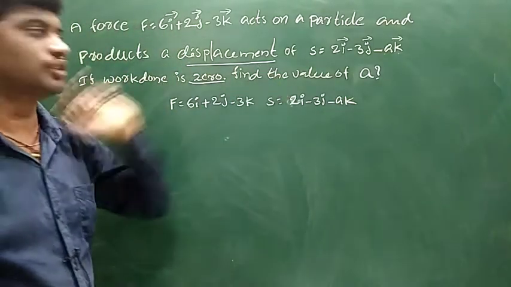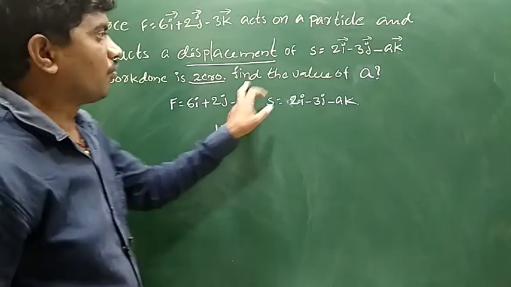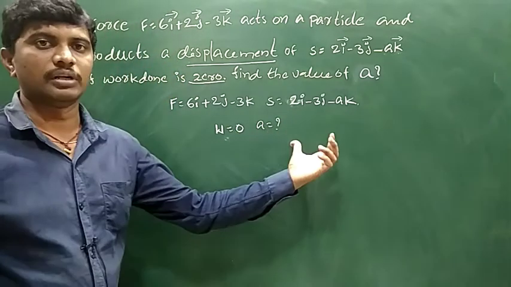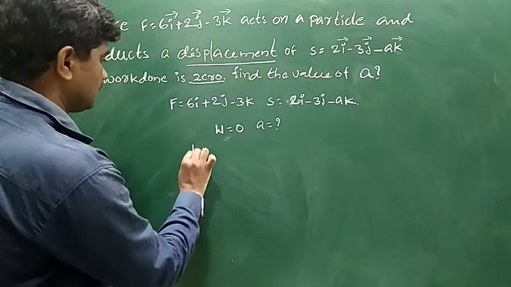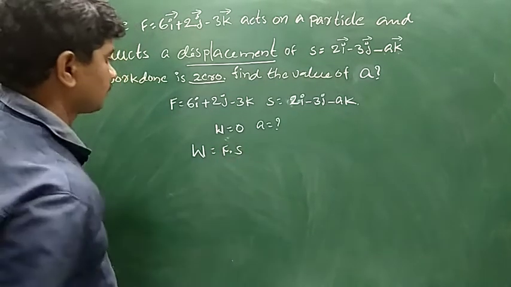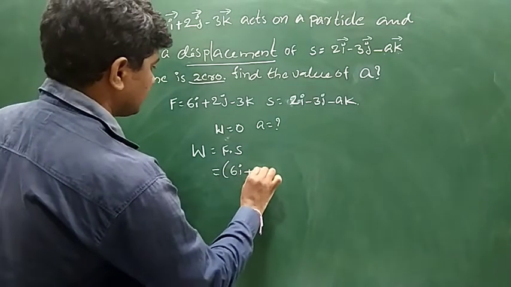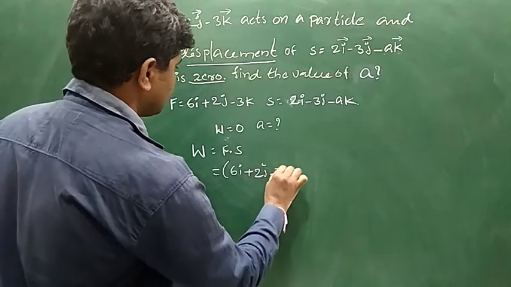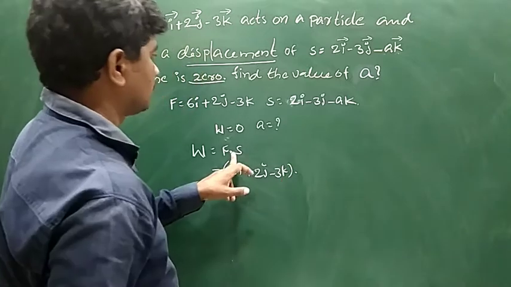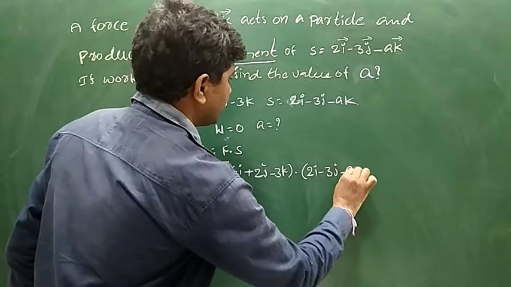But work done W is equal to 0. To find out the value of a, the formula of work done is W equal to F dot S. F is equal to 6i plus 2j minus 3k, the force. Next, the dot symbol. Next, S is equal to 2i minus 3j minus ak.